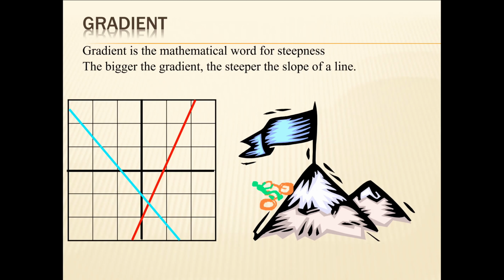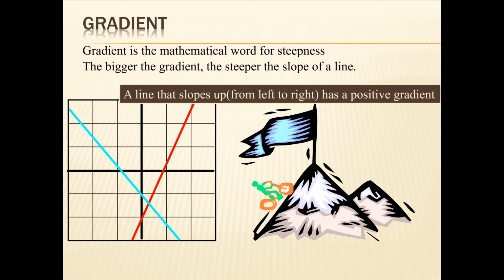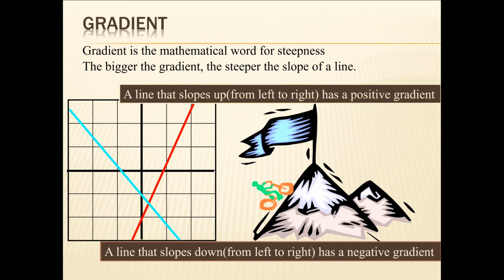Now in coordinate geometry, a line that slopes up, that goes up as we move from left to right, generally has a positive gradient, positive slope. And the line that goes down as we move from left to right on the coordinate plane has a negative slope or negative gradient. We will see how we find the gradient of these lines which are moving up or down.